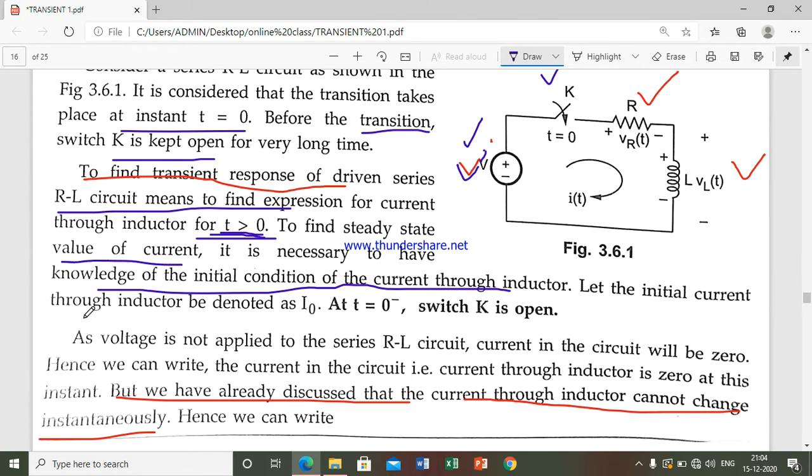Let the initial current through the inductor be denoted by I naught at t equal to 0 minus, when switch K is open. We will make the switch on at t equal to 0. Before making the switch on, let us assume that you have the current I naught in this inductor.